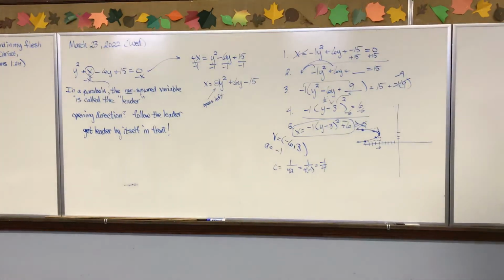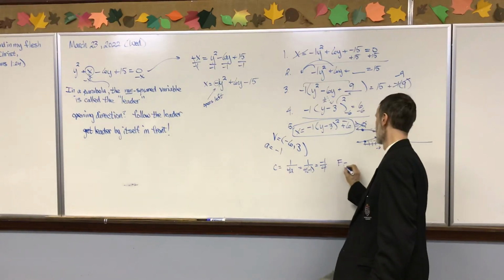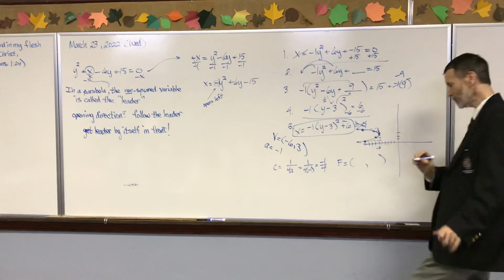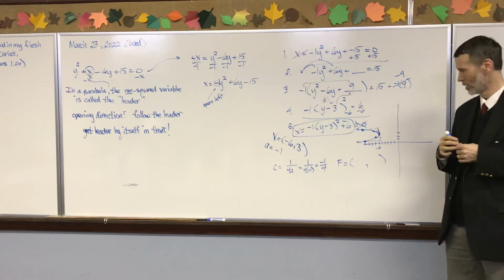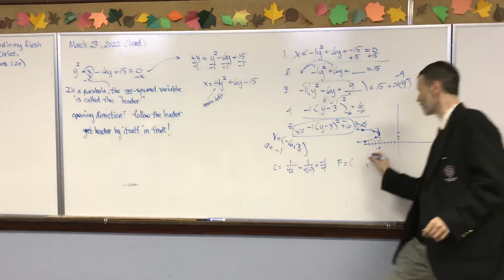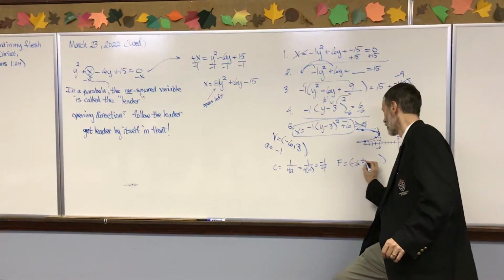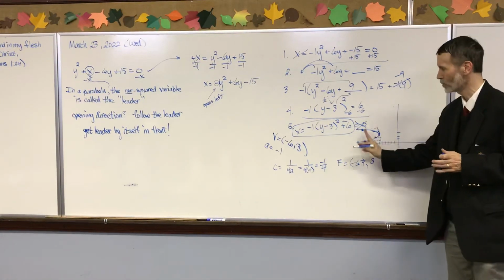Nick, where's the focus? Up, down, left, or right? It is left. How far? It is negative 6 and 1/4. Okay. And then 3. Correct. Negative 6 and 1/4, comma 3, because it's 1/4 space to the left.